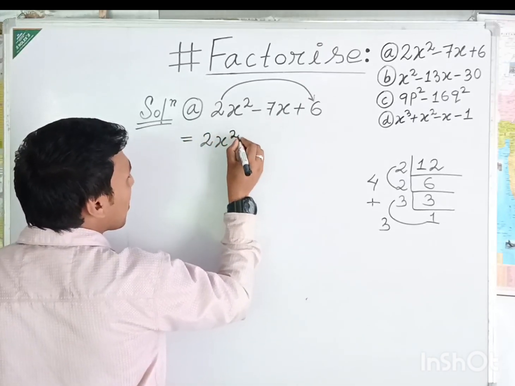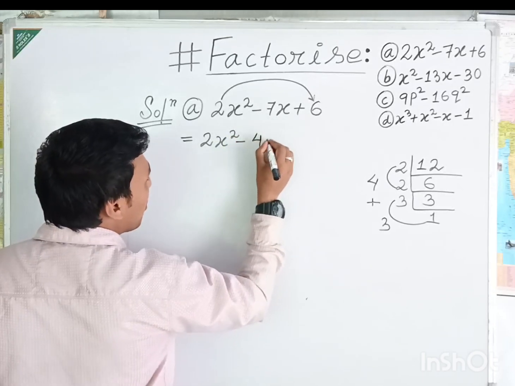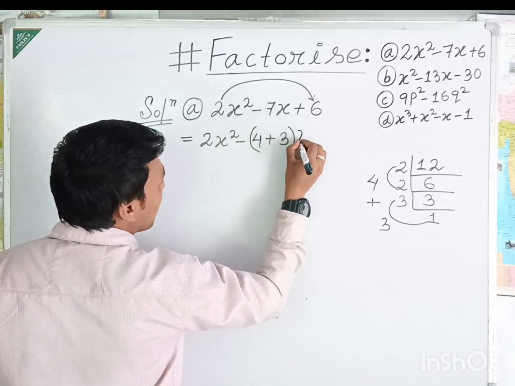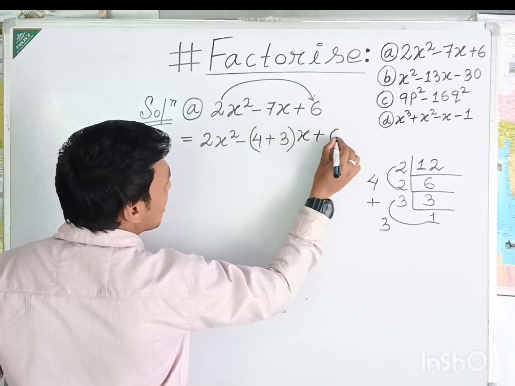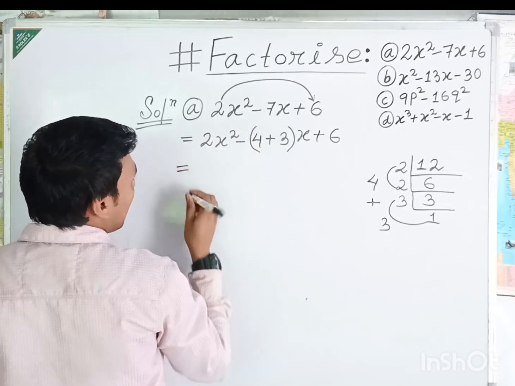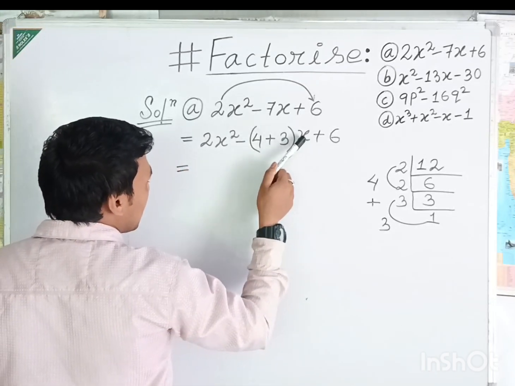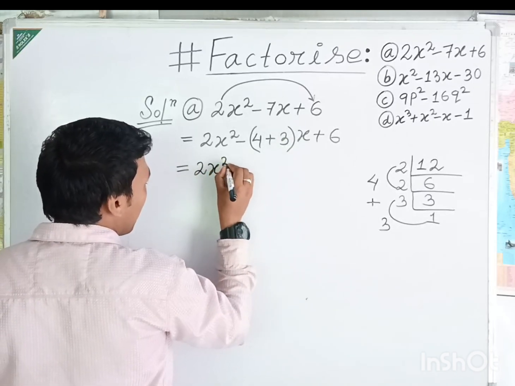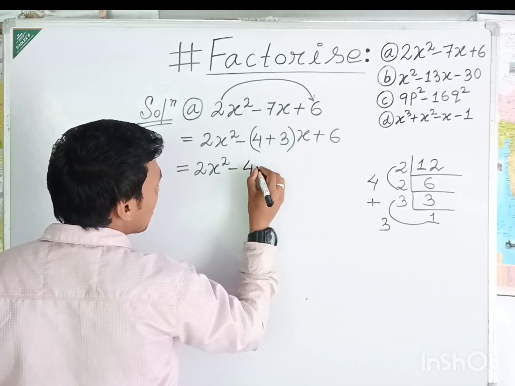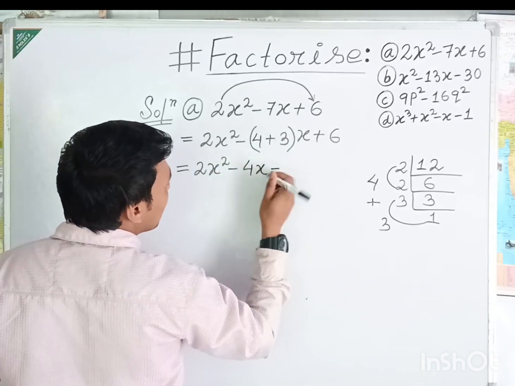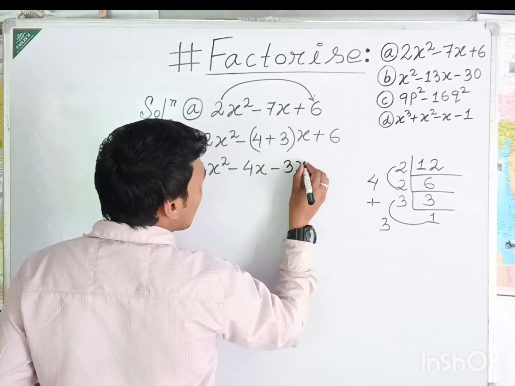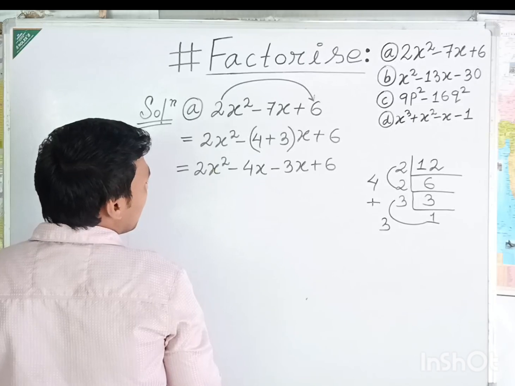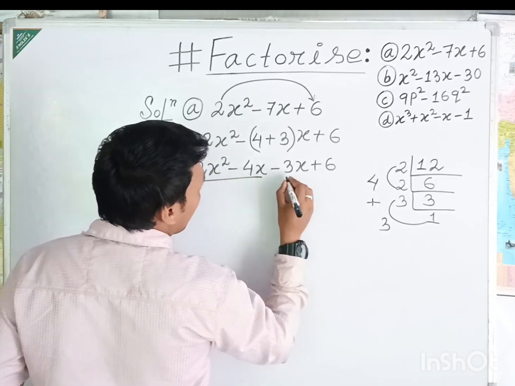2x square minus, in place of 7 I will use 4 plus 3, and this x you also write here the same, plus 6. Now in the next step you multiply x with 4 and with 3. Others you write the same: 2x square minus 4 into x is 4x, minus 3 into x is 3x plus 6. After doing multiplication, you take common from these two terms and from these two terms.